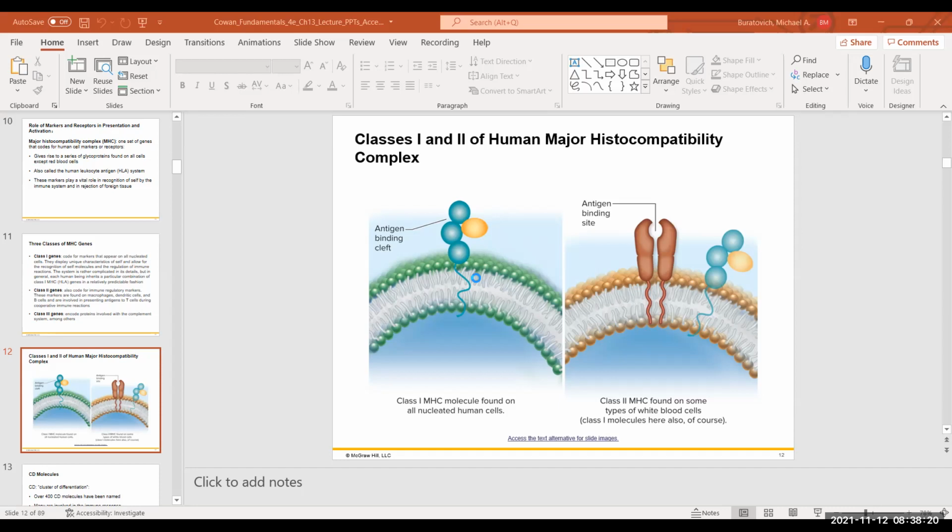And joining those two together is an error-prone phenomenon. Because it's error-prone, you get even more diversity in the way you're able to generate these antibodies.